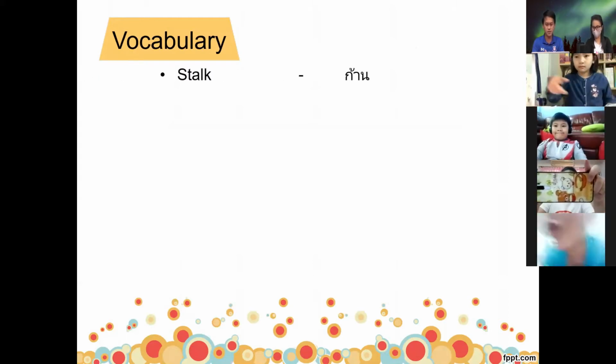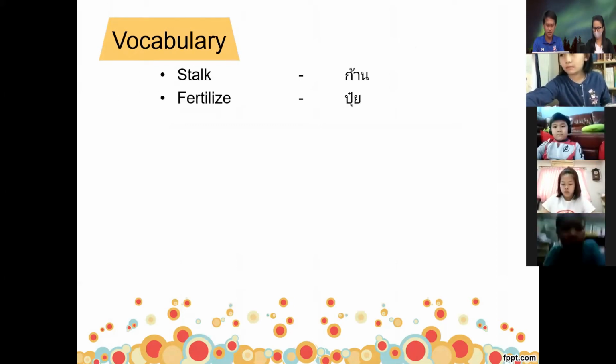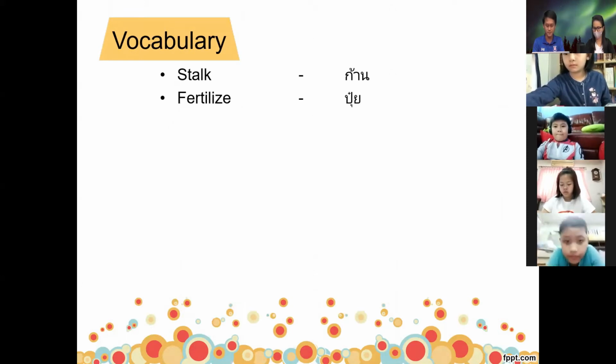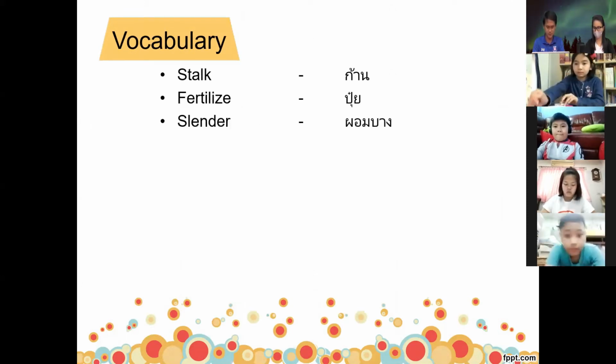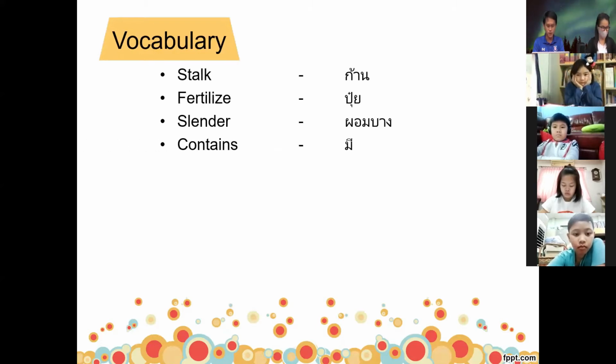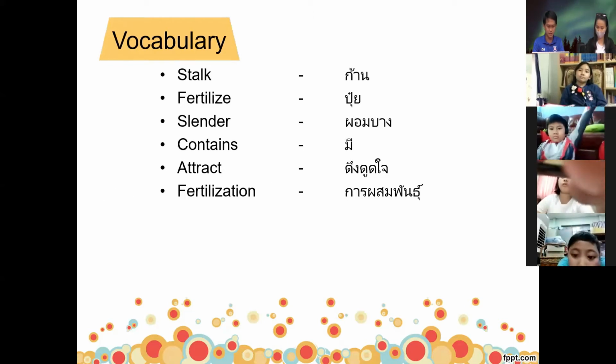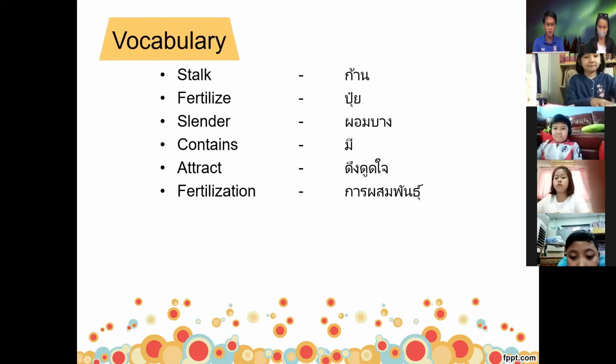The first one is stalk. The second is fertilize. The third one is slender. The fourth word is contain or contains. The fifth word is attract. Sixth word, fertilization.